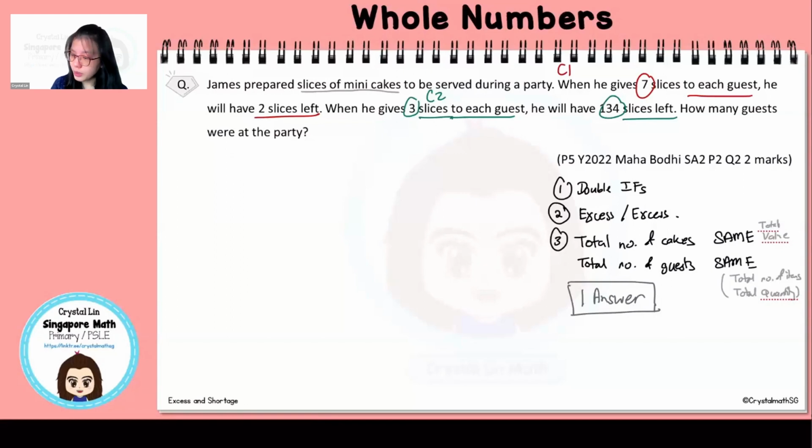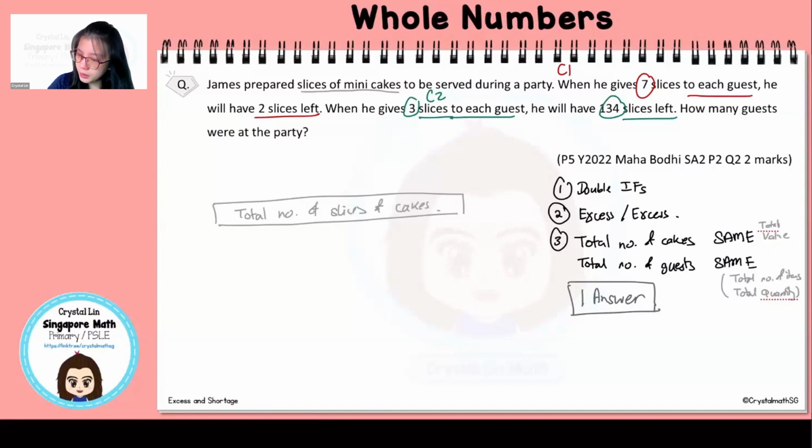So what do we start with? We start with the total value model. So total number of slices of cake. And we put in the case number 1 model that states that 7 slices to each guest. You learned this in P2. Not sure if you remember.